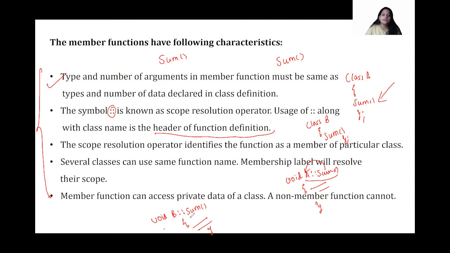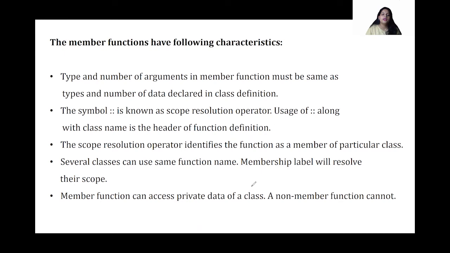When it is executing this, it will find that there is a scope resolution operator, and it will find the relation between them, and it will go to class B and call this particular function. There won't be any error here. So that is the beauty of this operator. Even if we have the same function names in different classes, with the scope resolution operator we can resolve this problem, right? So the member function can access private data of the class, a non-member function cannot.